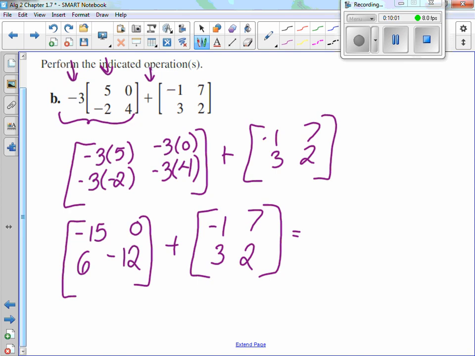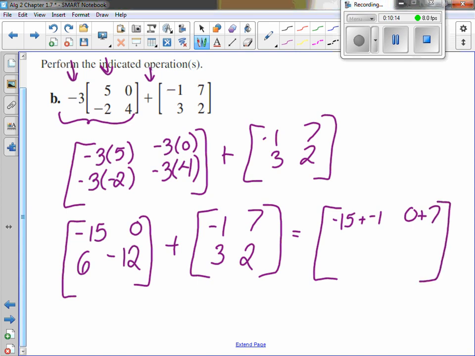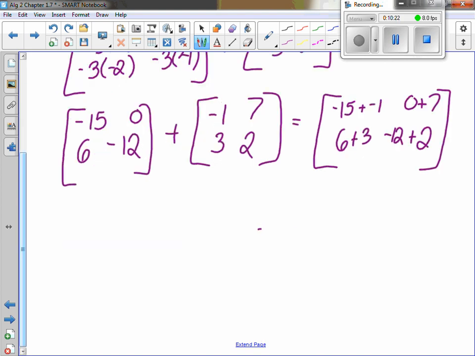Since we have a 2 by 2 and a 2 by 2, we can add them together. So we'll have negative 15 plus what? Negative 1. Then we'll have 0 plus 7, 6 plus 3, and lastly, negative 12 plus 2. Because we're just adding them together. We're adding the corresponding elements, the corresponding terms in the matrices together.